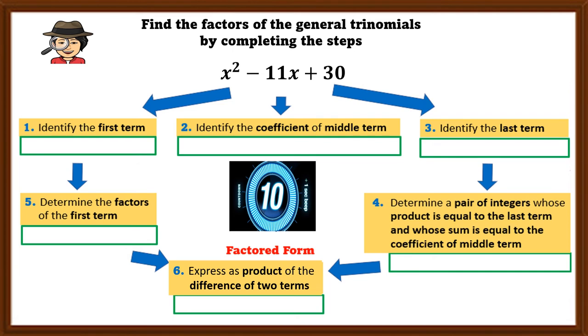The given is x squared minus 11x plus 30. Timer starts now.